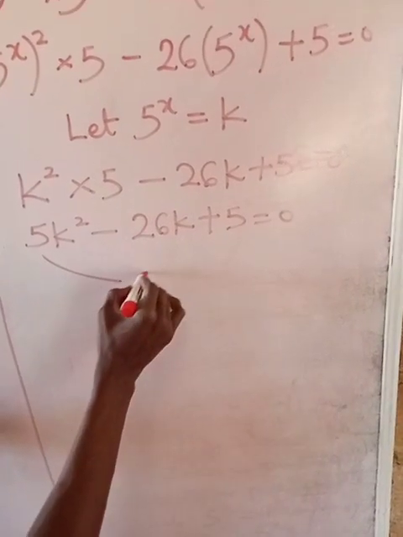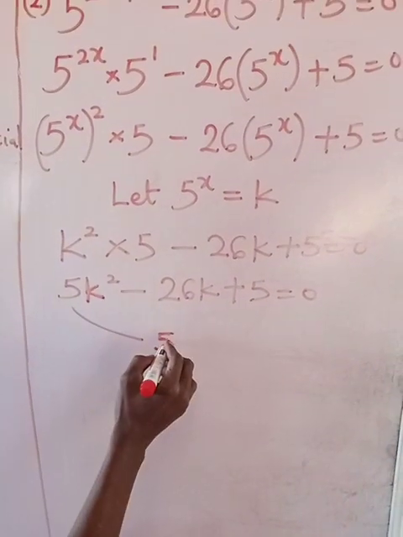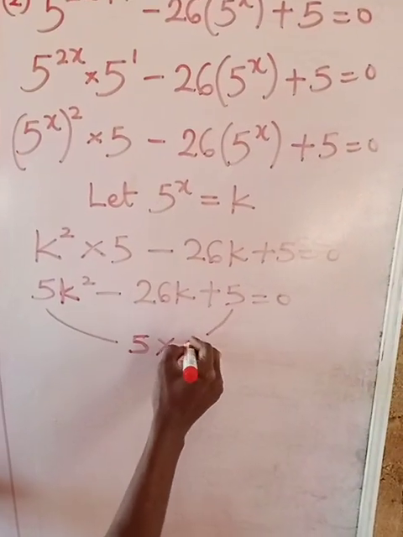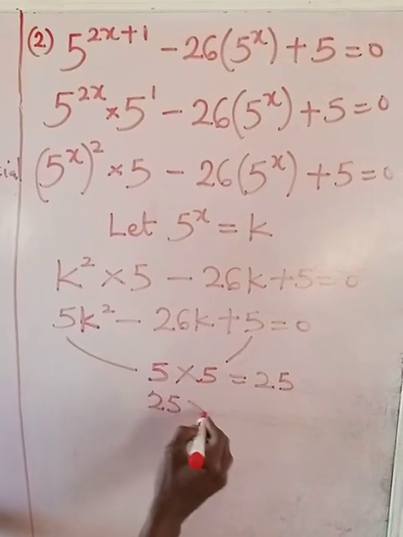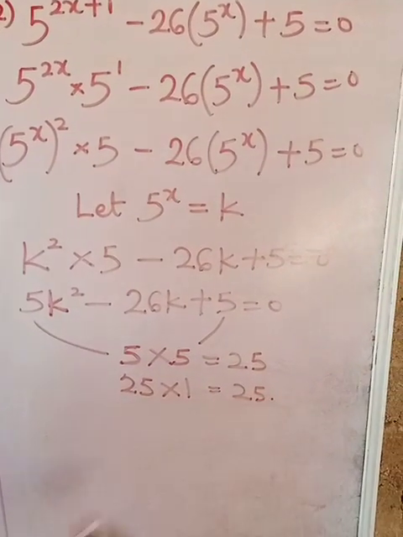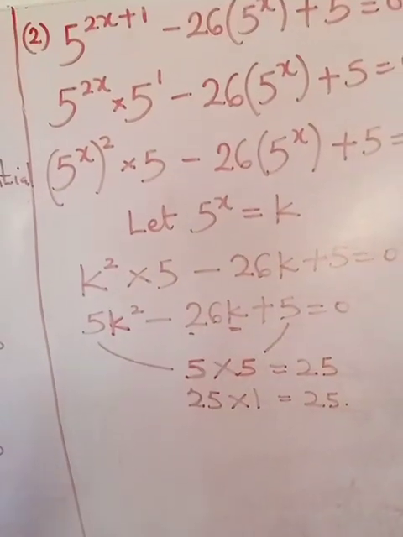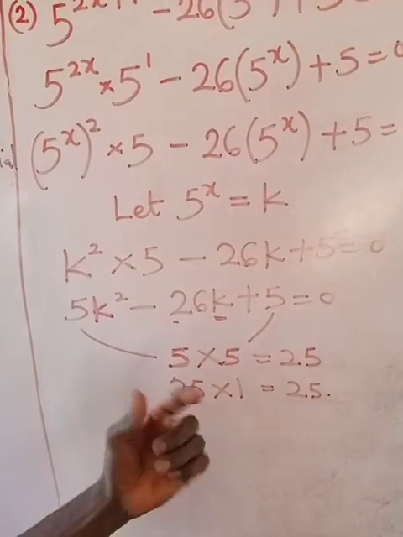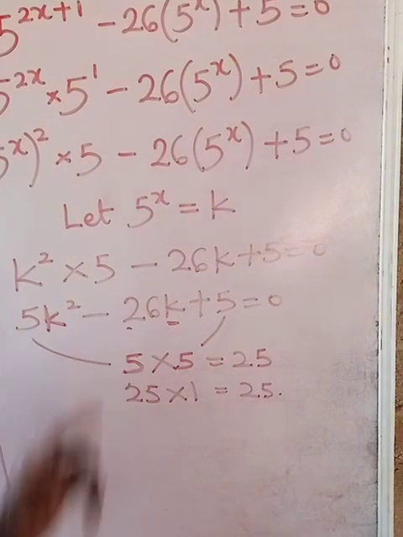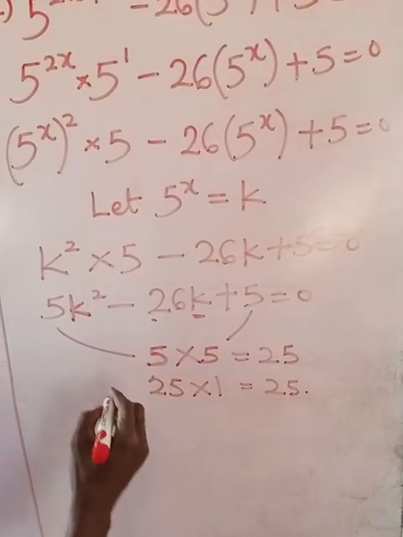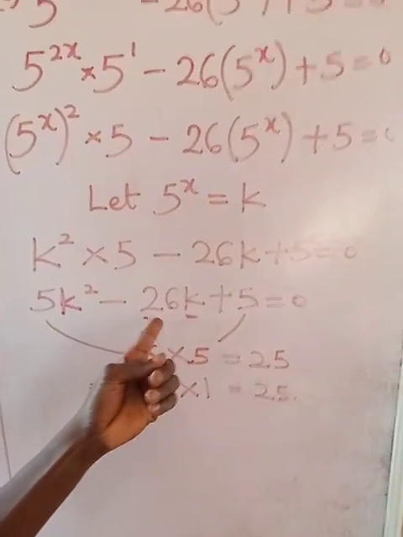Solve it. The coefficient of k squared is 5, and then the constant here is 5, that's 25. Other factors of 25 are 25 times 1, that's also 25. But for you to make a choice now, look at the coefficient of k, that's minus 26. Which of these factors can be manipulated to get 26? 5 and 5, whether by addition or subtraction, will never give 26. But 25 and 1 will give you 26. So that means these are the appropriate factors to be used to substitute for 26 here.